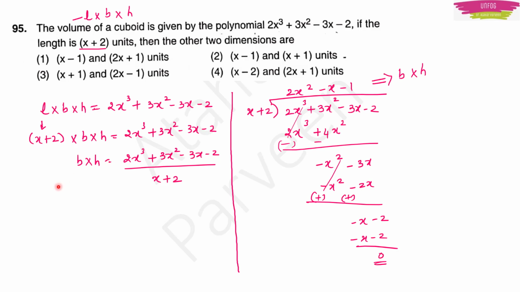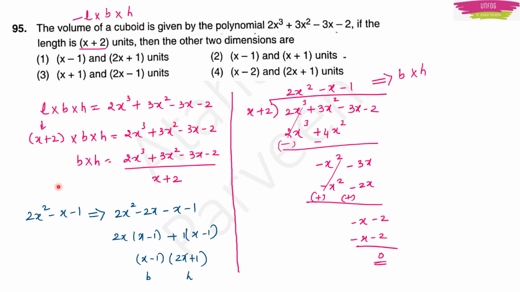Correct. Now once I get this B into H, I can do further factorization and I can find two terms. One term will be breadth, another term will be height. So the other two dimensions are breadth and height. That's why here, x minus 1 and 2x plus 1. Option 1 will be the correct answer. Okay.